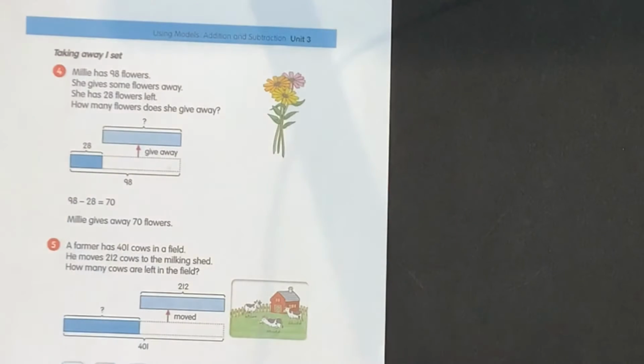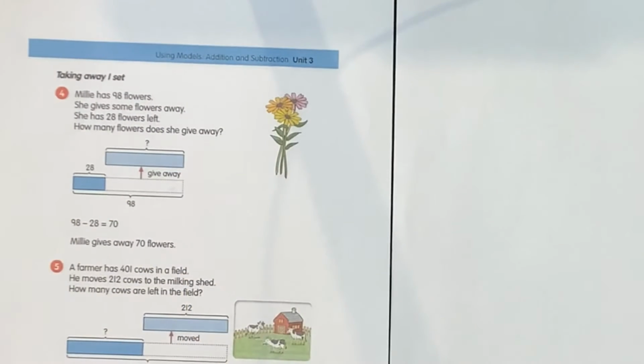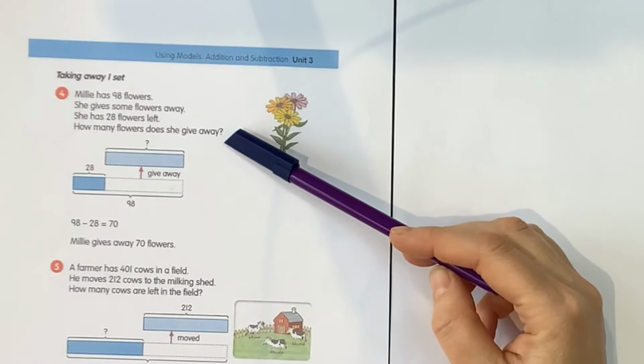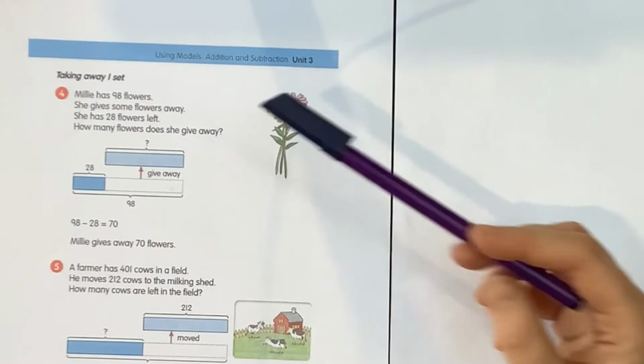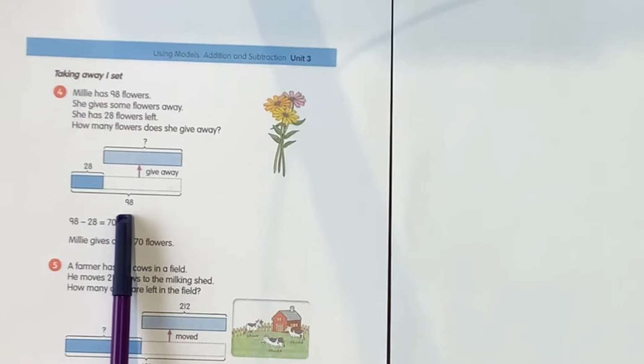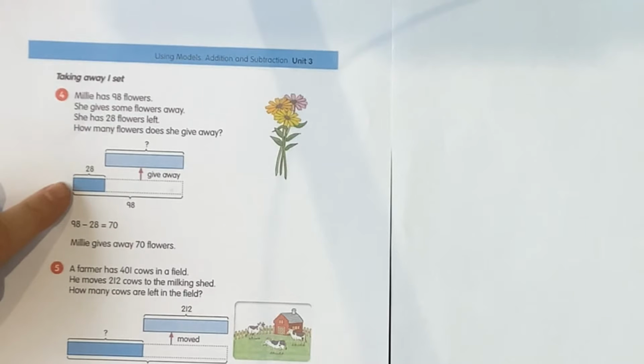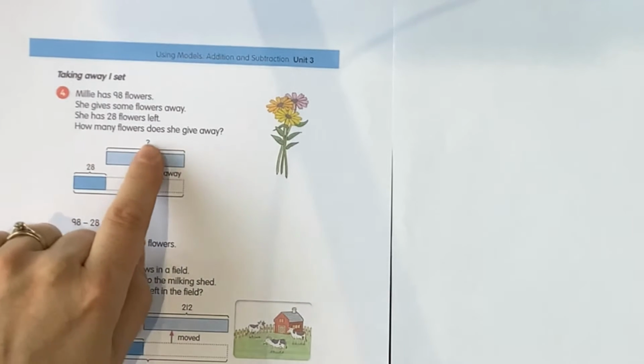Millie has 98 flowers. She gives some flowers away. She has 28 flowers left. How many flowers does she give away? So we know that the total bar is 98 flowers. That's the most flowers she's going to have before she gives some away. We know that part of the bar represents how many she's got left, 28. So how many does she need to take away?